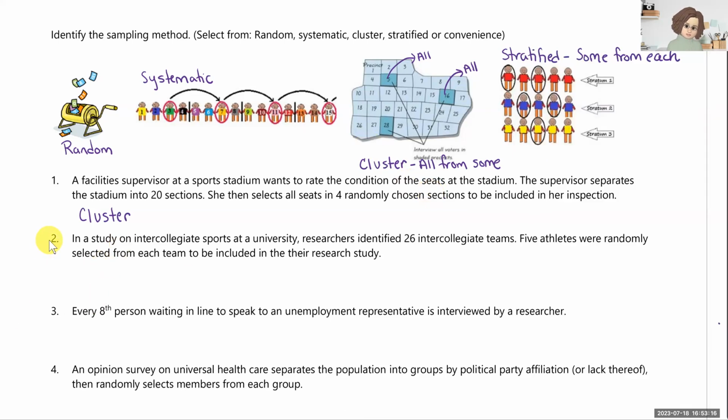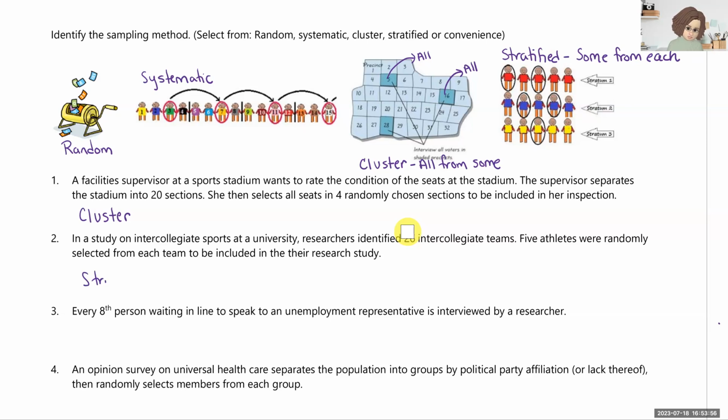Number 2, in a study on intercollegiate sports at a university, research identified 26 intercollegiate teams. 5 athletes were randomly selected from each team to be included in their research study. All right, so in this case, we're picking some athletes from each of these intercollegiate teams. So this is our stratified approach. So it ensures that no group is left out. So no team would be not represented in their study. So that one is stratified.